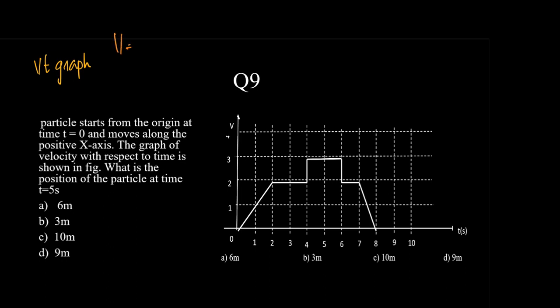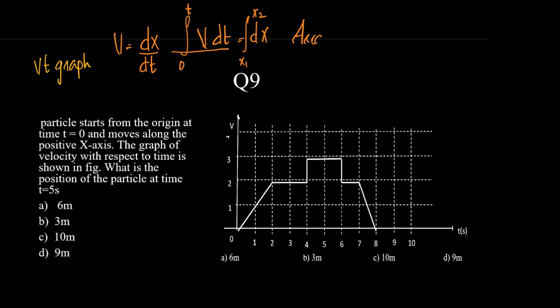What is velocity equal to? Velocity is equal to the rate of change of position, that is dx by dt. So v dt is equal to dx. If you integrate on both sides, time from 0 to t and x from x1 to x2, what we get on the left-hand side, the integral from 0 to t of v dt, is nothing but the area under the graph. So the area under the graph from t equal to 0 to t is equal to the integral of dx, with x varying from x1 to x2, which is x2 minus x1.